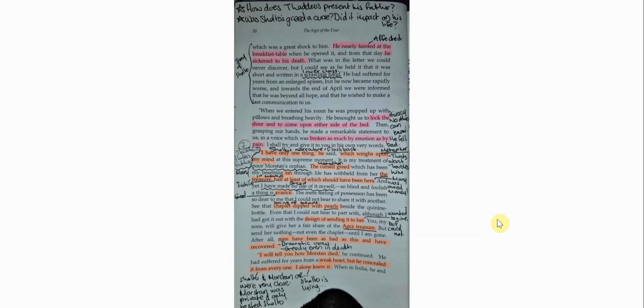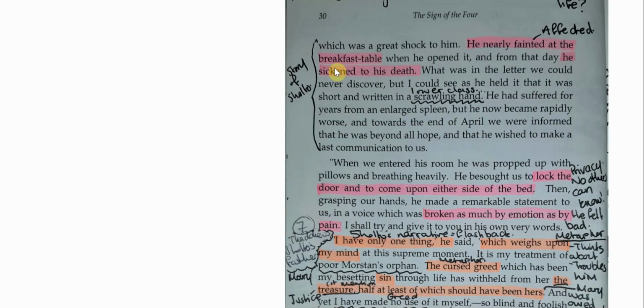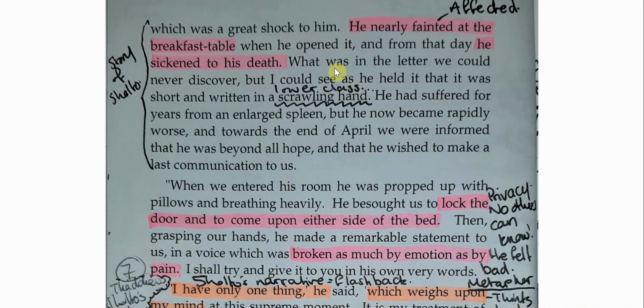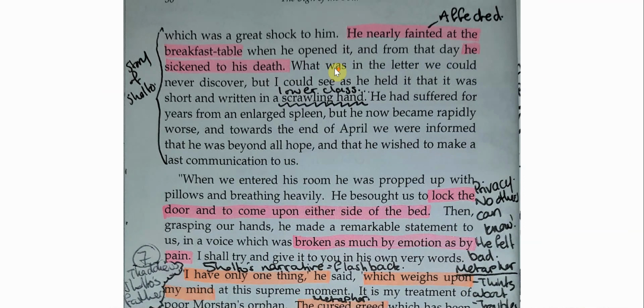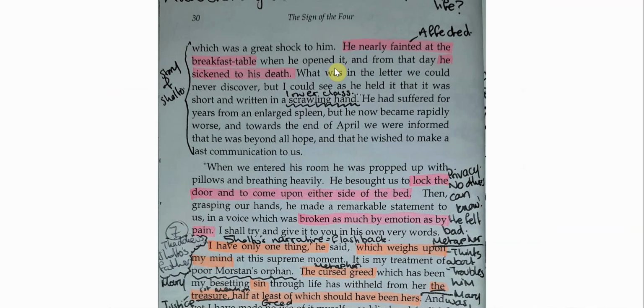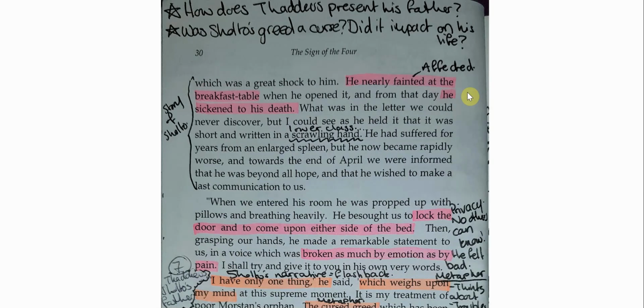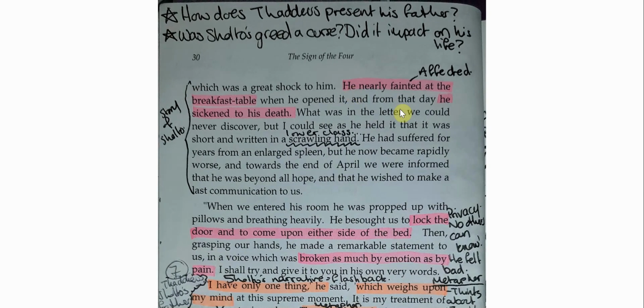I will stop there because that's where we got introduced to Thaddeus Sholto's father's narrative, Major Sholto's narrative. But we're now dealing with the decline of Major Sholto. This is his later life. So when he got this letter, highly affected, he fainted at the breakfast table. He sickened to his death. Another metaphor to describe Major Sholto and his passing. You know that he never gets better from here.